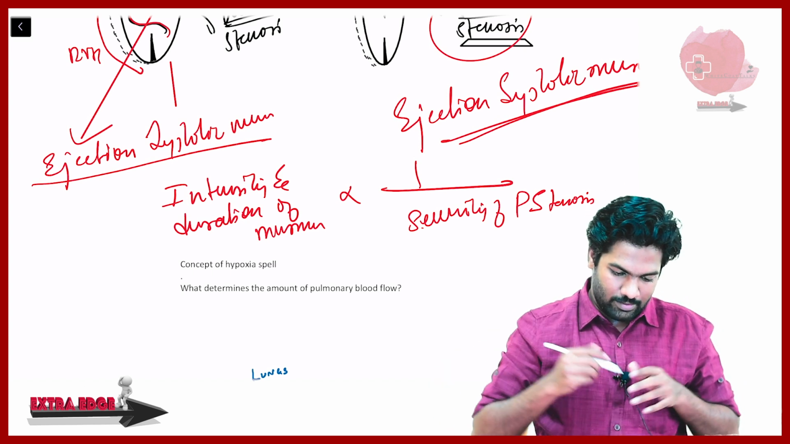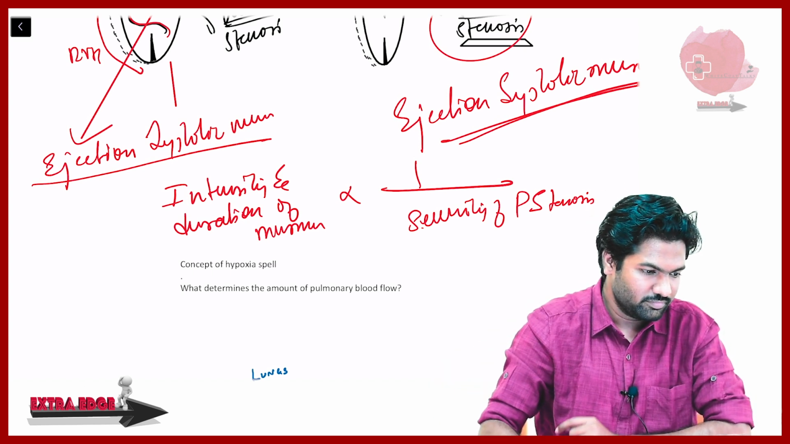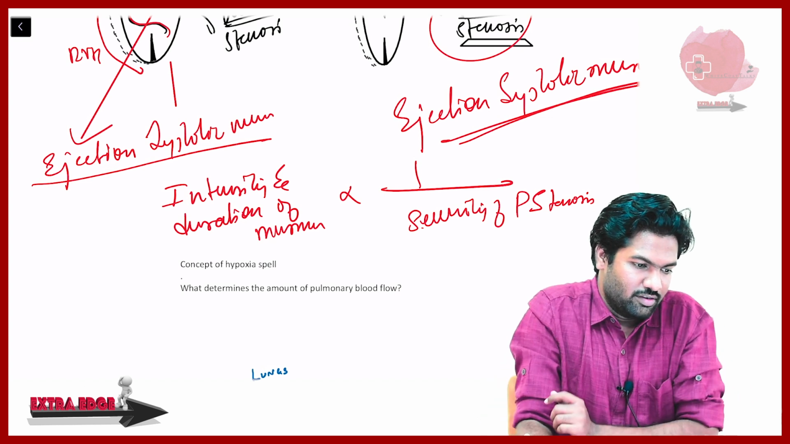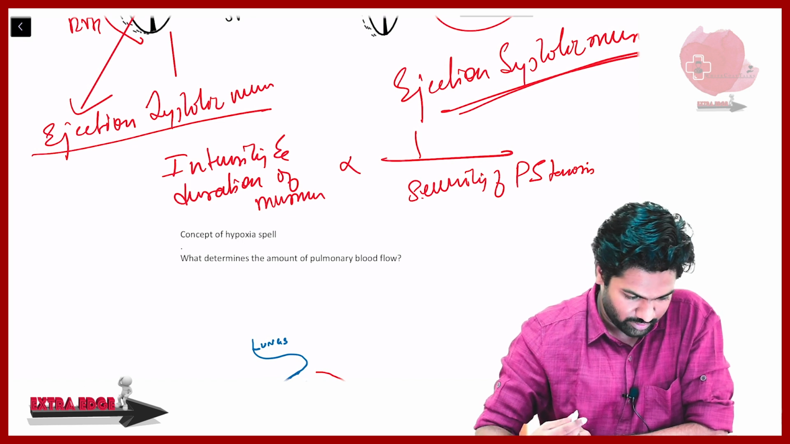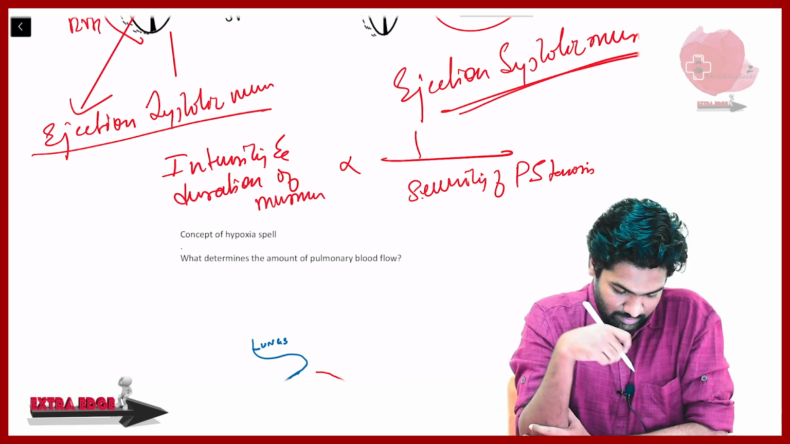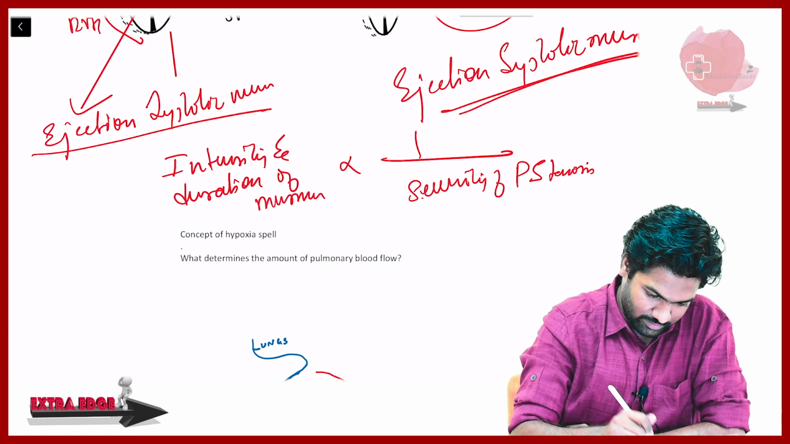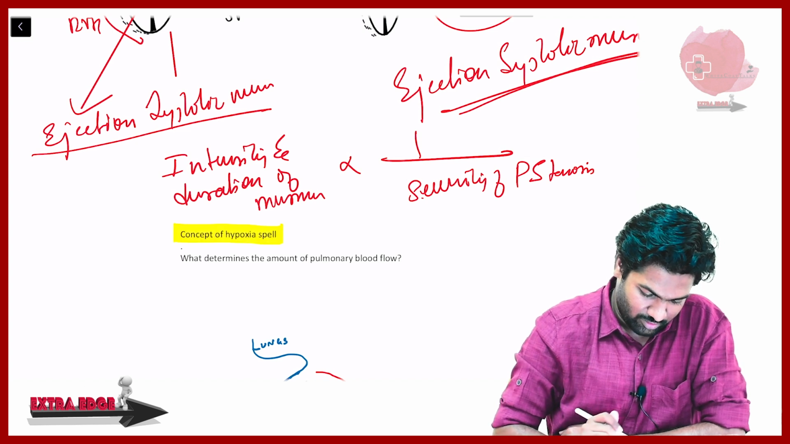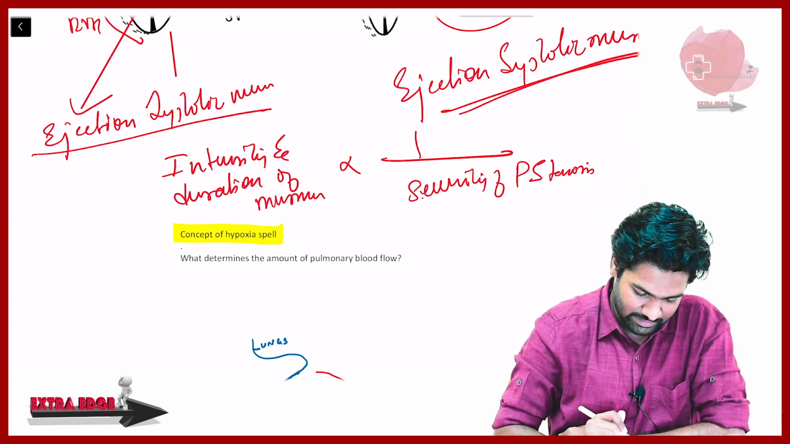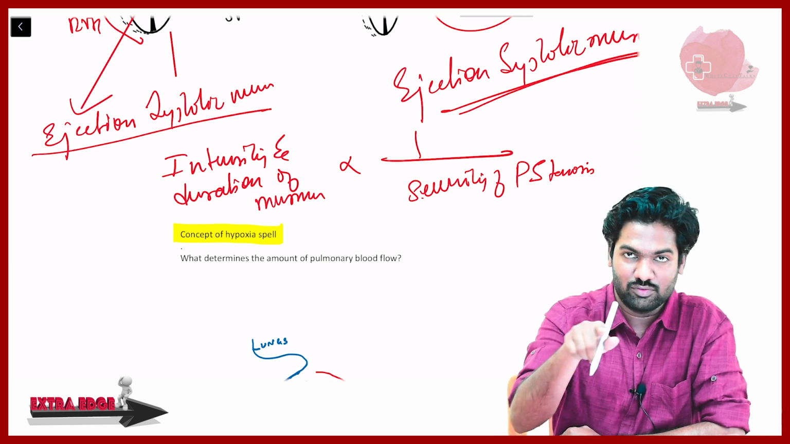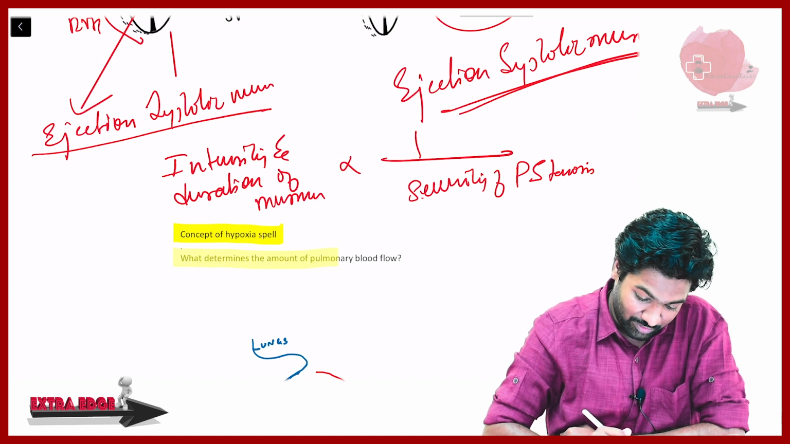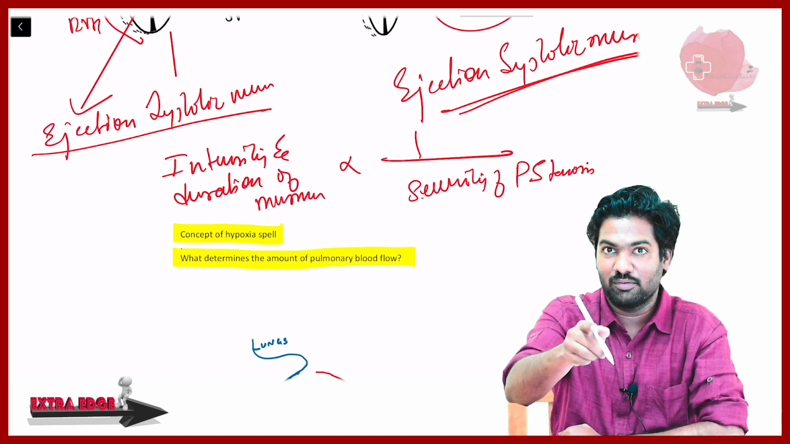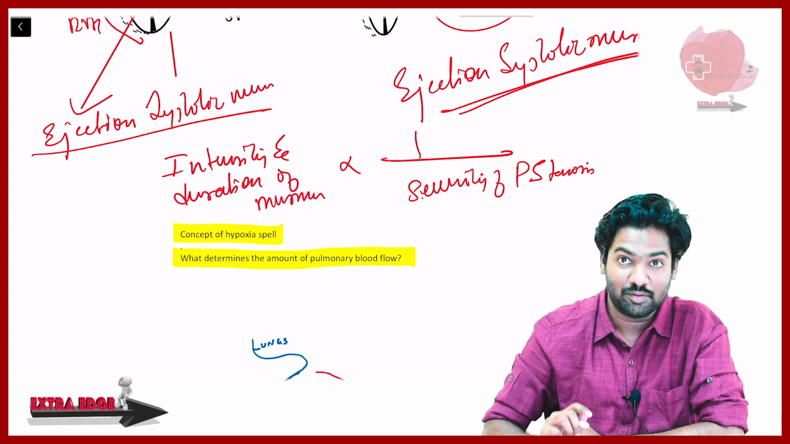Okay, fine. Now actually, before I go ahead with this, I have written here on the screen, I'll highlight this. Concept of hypoxic spell, we shall discuss it here only, okay, because once you get to know this, what actually determines the amount of pulmonary blood flow, just now you had that doubt, okay, what actually determines that?